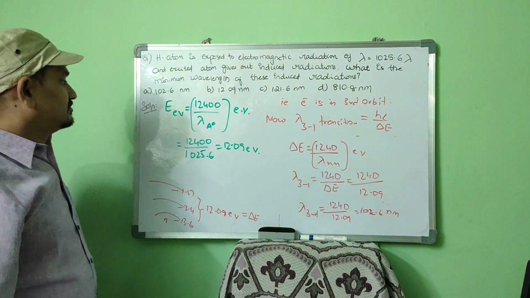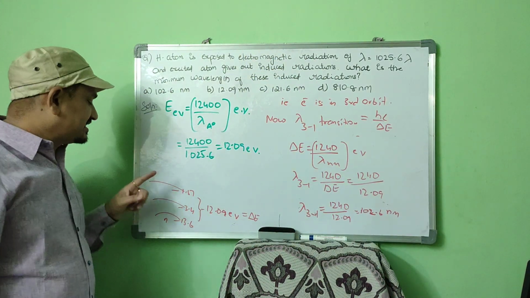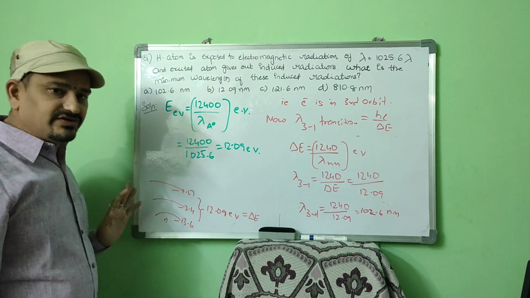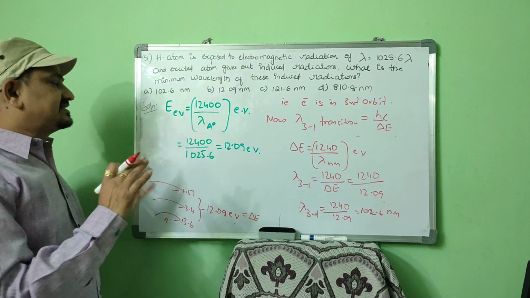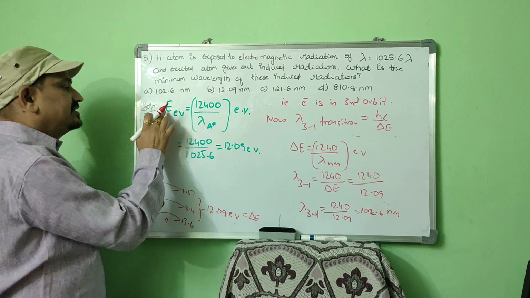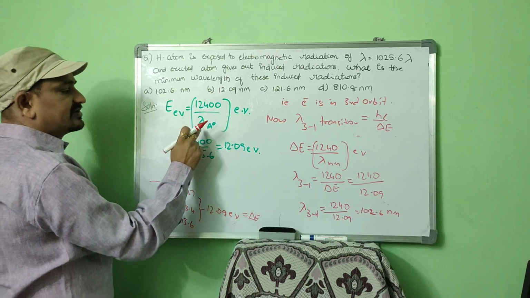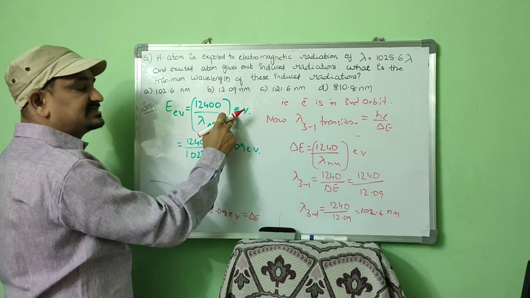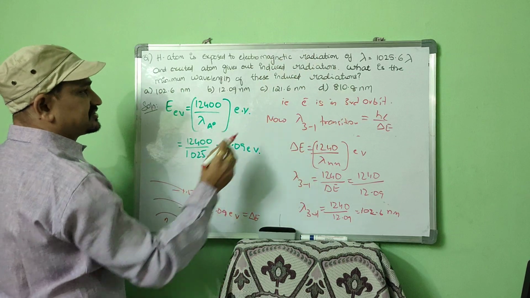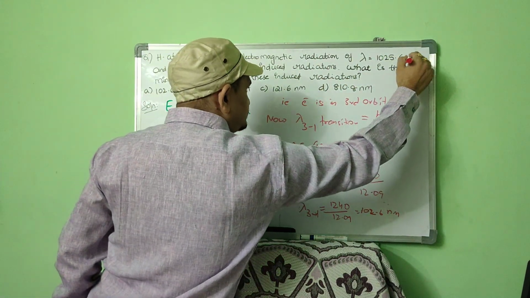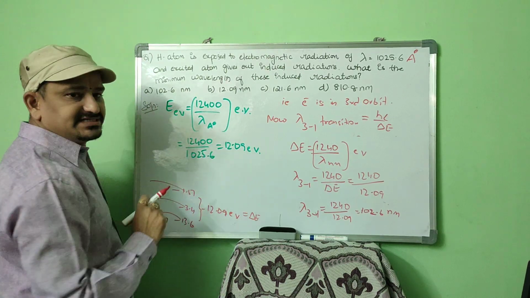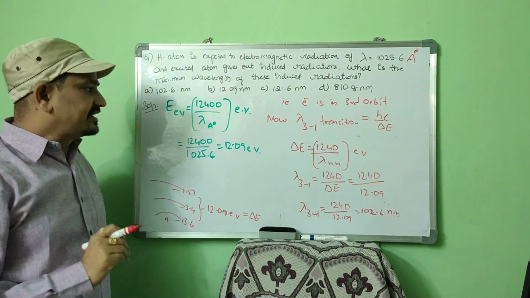Right? Now, minimum wavelength means maximum energy, from the highest possible level to the lowest possible level. 3 to 1 we have to find. Now, how to solve this sort of question? This is the shortcut. E is equal to hc by lambda. Energy in electron volts equals 12,400 by lambda in angstroms. Understood? Now 12,400 by lambda in angstroms. Now 1025.6 gives us 12.09 electron volts. Got it?